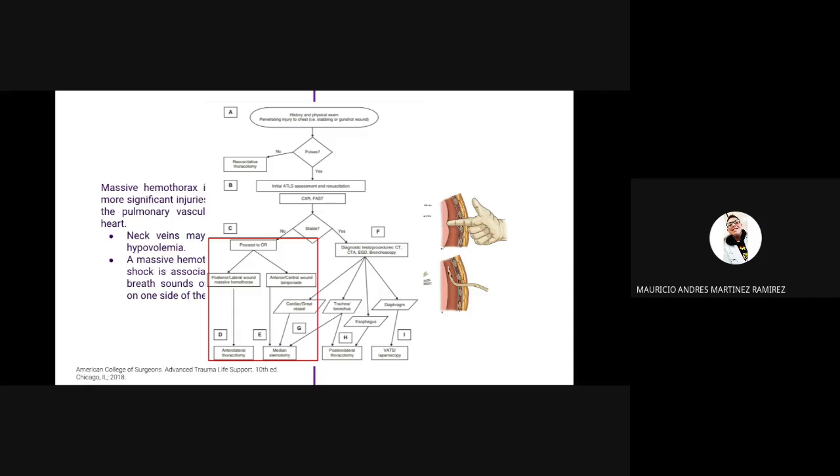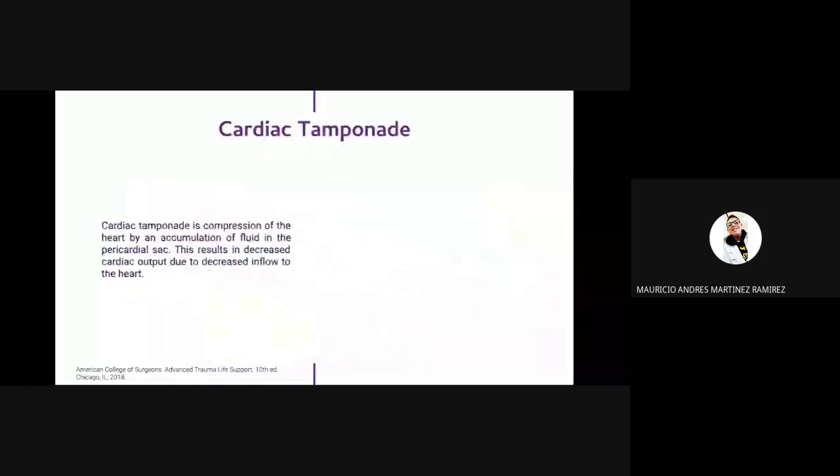In this algorithm, we see that we must first do a history and physical exam. If we find pulses in the patient, we must initiate the ATLS assessment and resuscitation. As diagnostic methods, we can use a chest X-ray or an E-FAST. If the patient is not stable, we must proceed to the OR. And if we have a hemothorax, we must perform an anterolateral thoracotomy. If the patient has no pulses, we need a resuscitative thoracotomy.